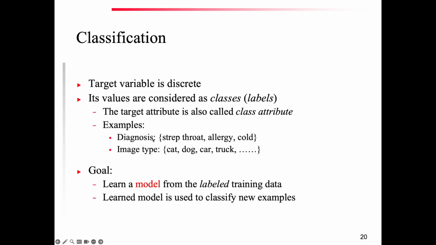So the example that we saw in the table in the previous slide, the diagnosis could be, for example, strep throat, allergy, or cold, right? So here you see these are our target variables. So the target variable is discrete. It's not continuous. For example, you may want to classify an image to see if it's cat or dog. So this is also discrete. What about the weather data? Is it discrete or continuous? It's continuous.